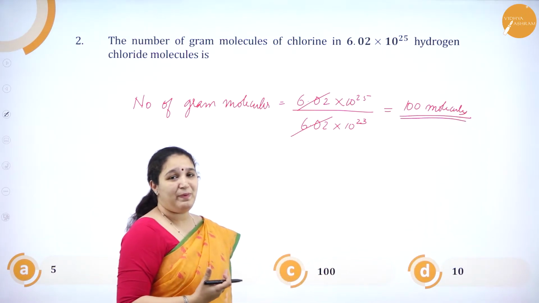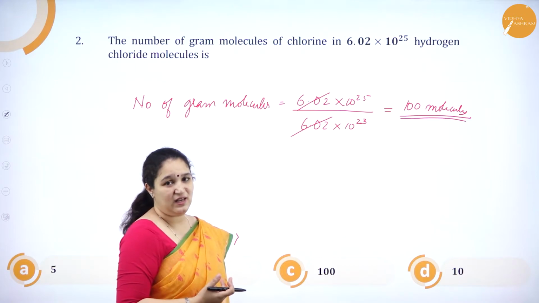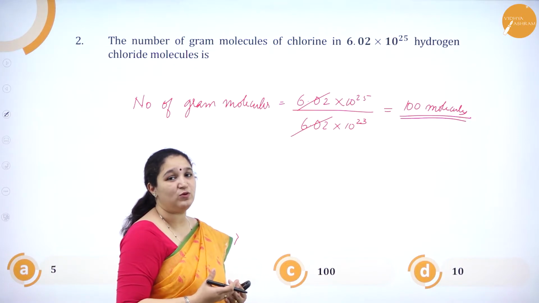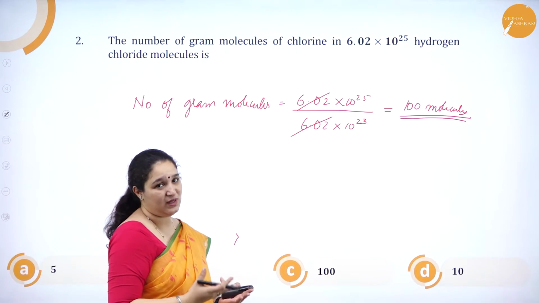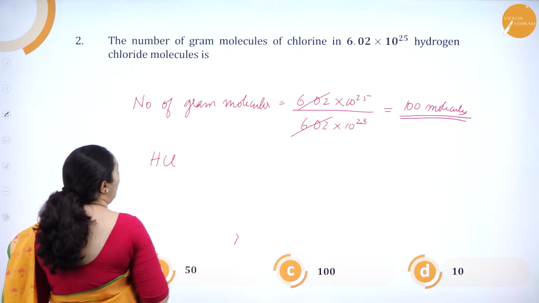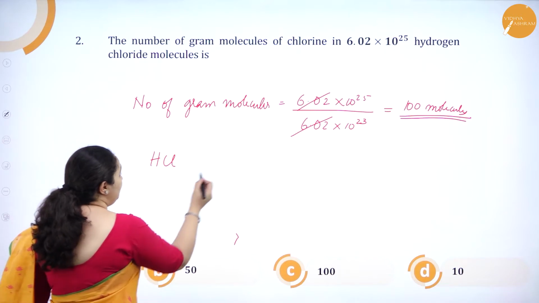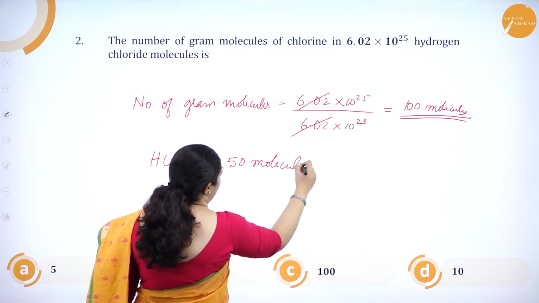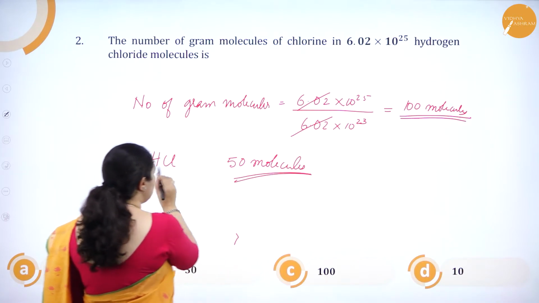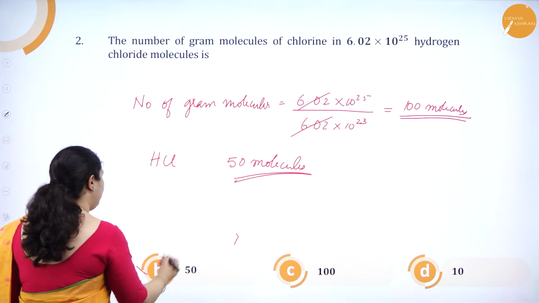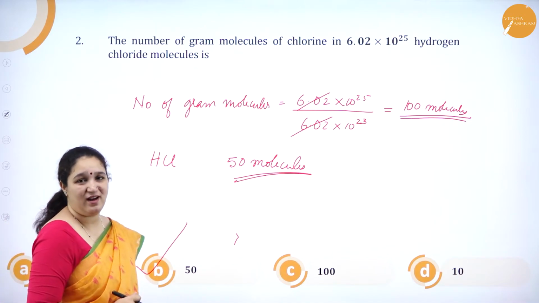In 100 molecules of HCl, what is the number of chlorine atoms which is present is what they are asking. If I have 100 molecules of HCl, out of it 50 molecules should be chlorine because it is in 1:1 proportion. Thus, option B is the correct answer.